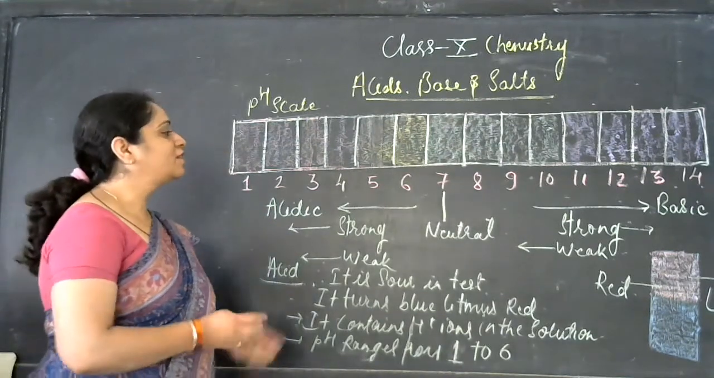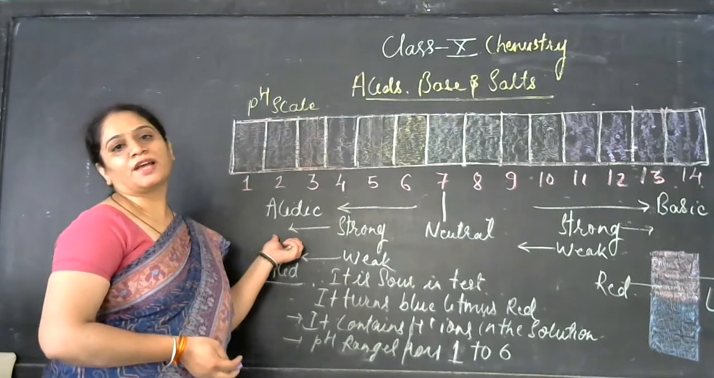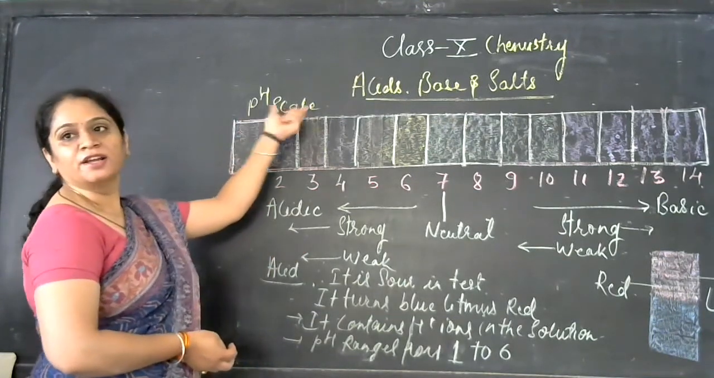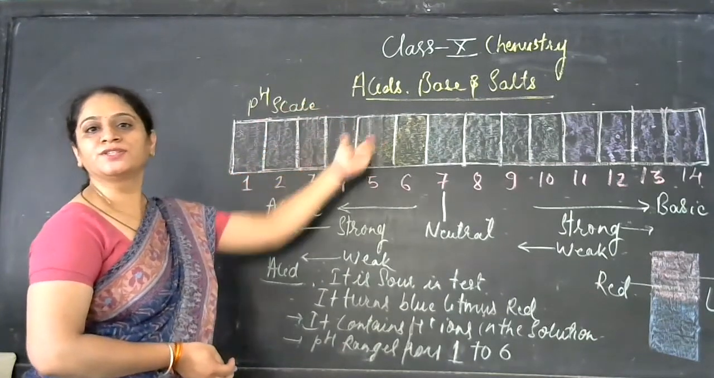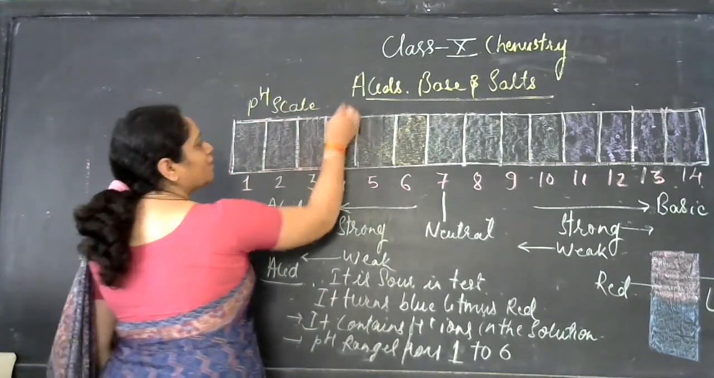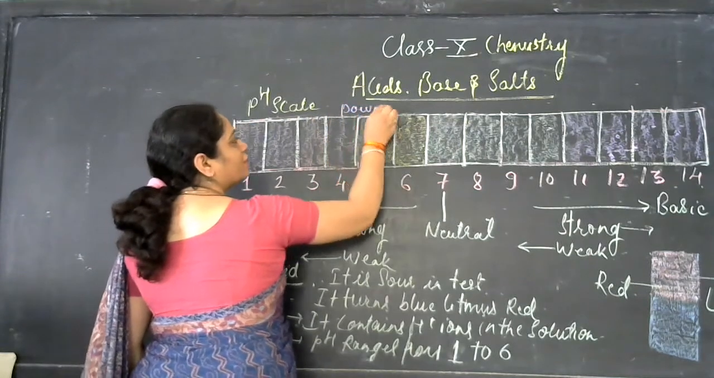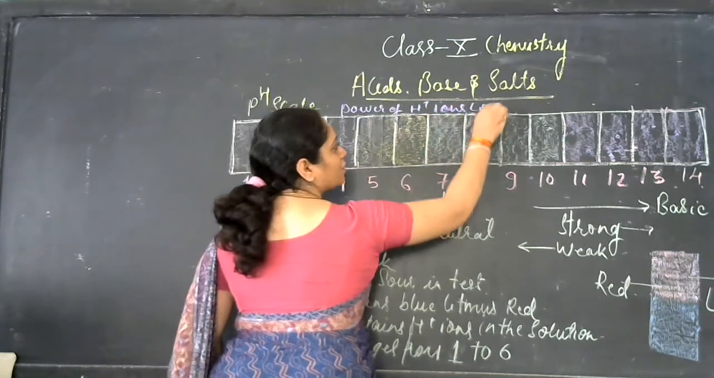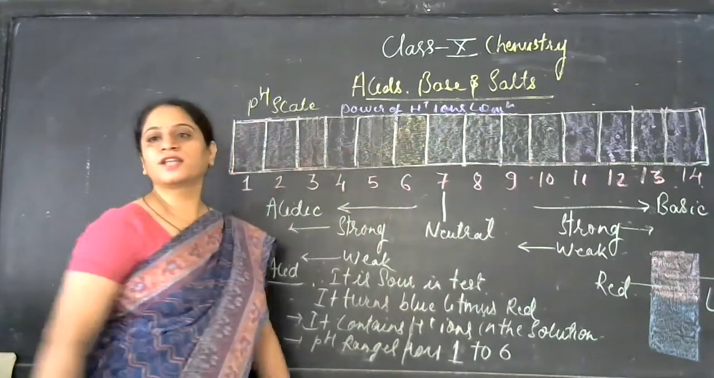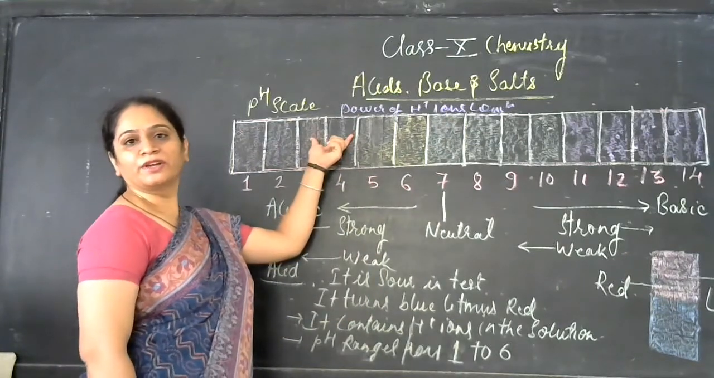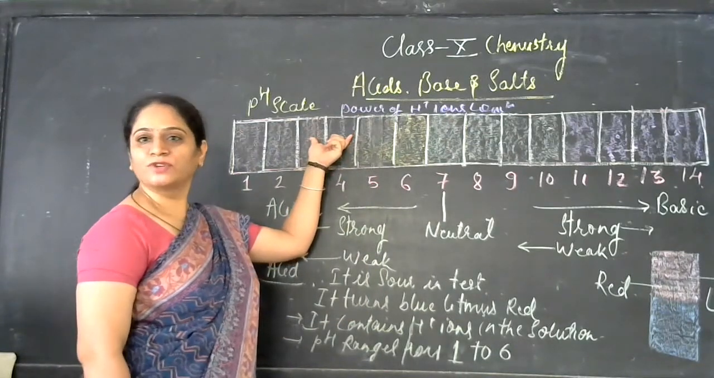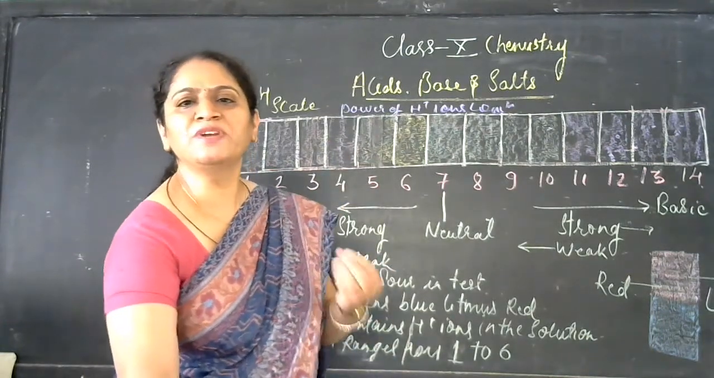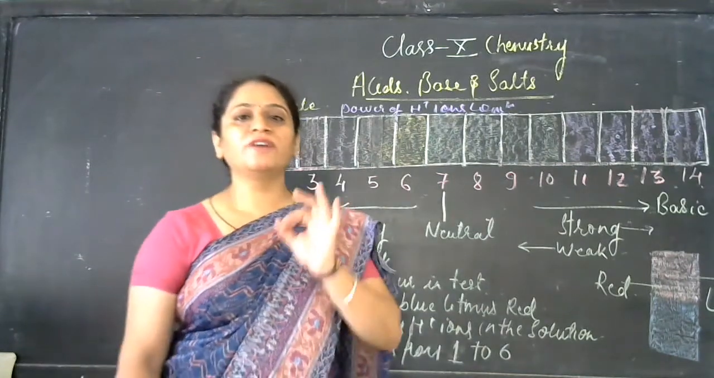There are different types of acids, and they have different pH values on the pH scale. What is pH? pH is the power of hydrogen ion concentration. It represents the power of hydrogen ion concentration in the solution, and that tells you how strong an acid is. Now, a blue litmus turning red is a simple test for acids. Here we are just doing a very simple test for acids.